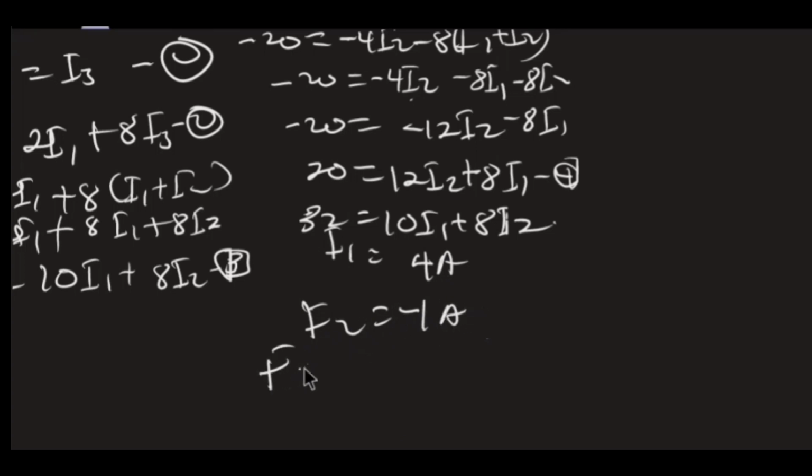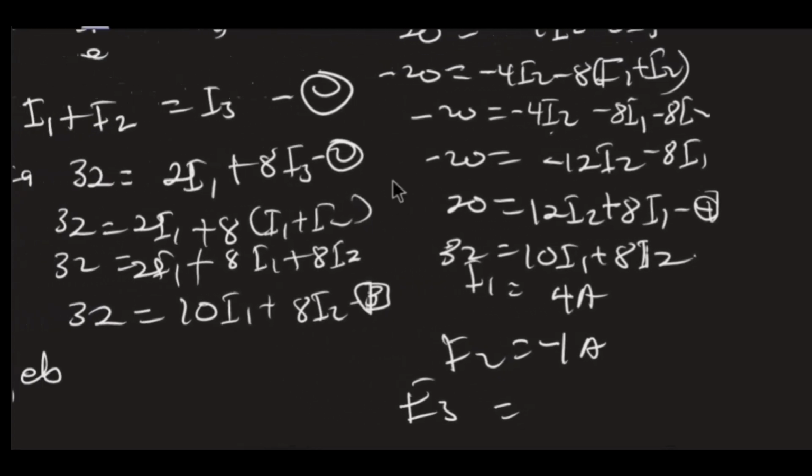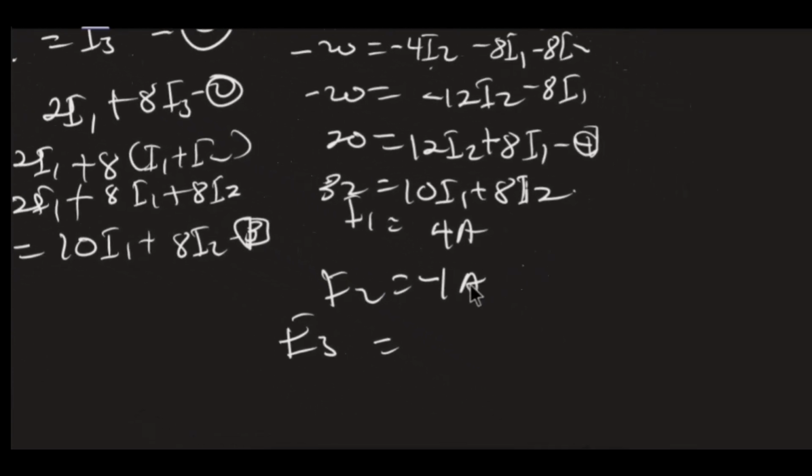Then my I3 will be equal to what? From equation 1, my I3 is the sum of the two, and the sum of the two will give me 3 amperes.